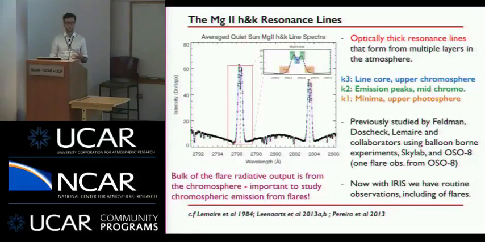And so we don't really have a strong understanding of what this line does during flares until now that we have IRIS. With IRIS, we can get routine observations of flares, including this line. And so in order to understand what's going on, we did an observational study of a flare that occurred last year, and we also are starting some modeling using the RADYN code that we learned about yesterday.